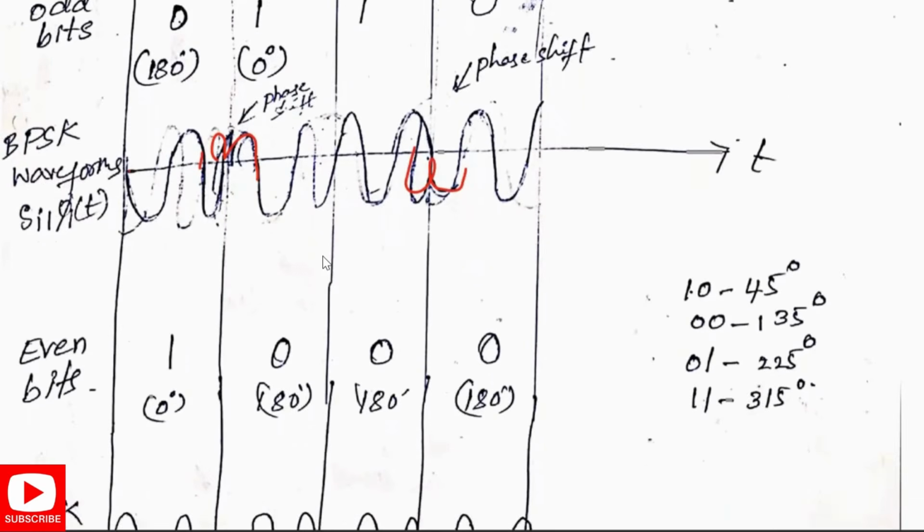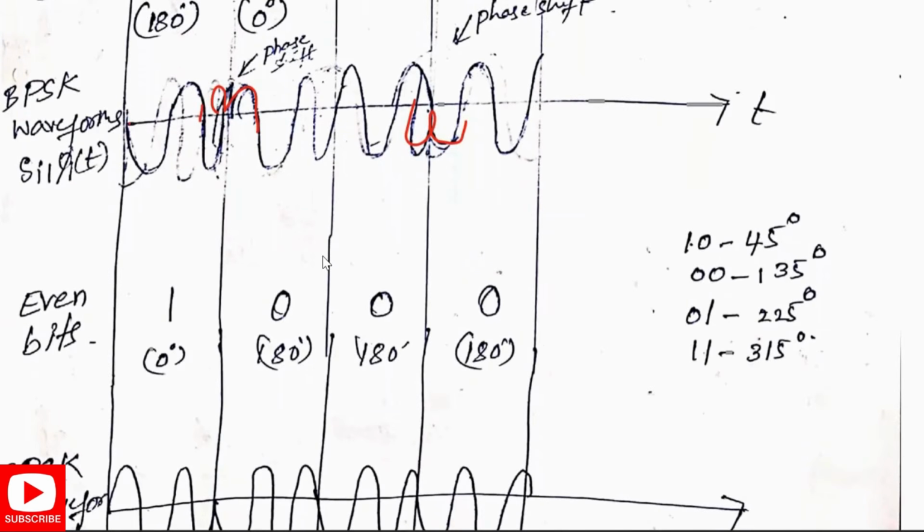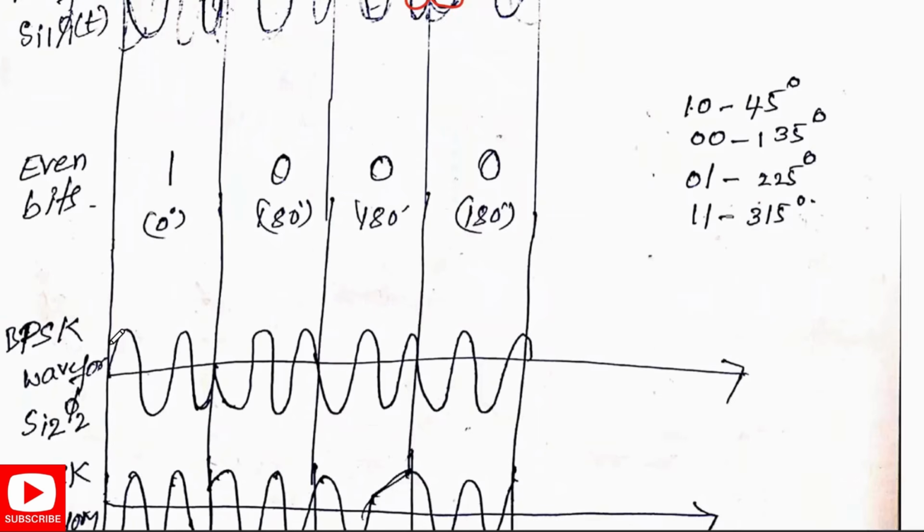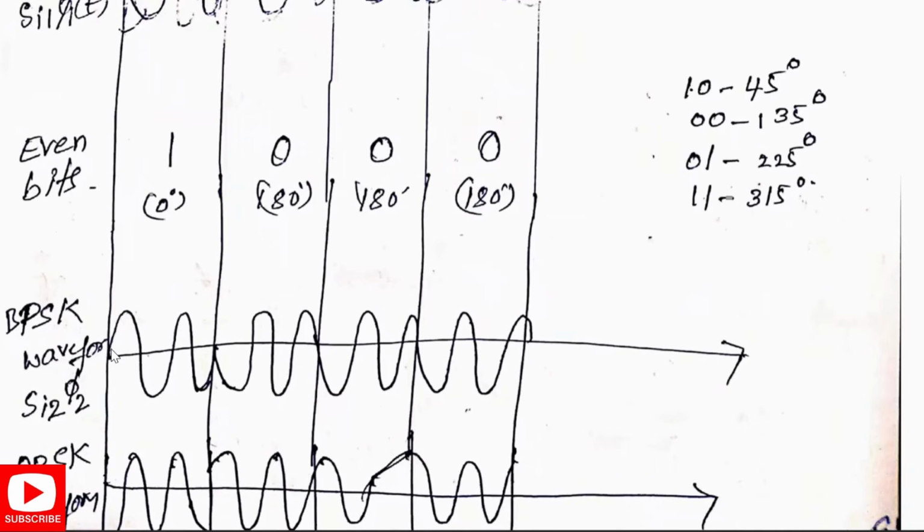Next comes the even bit. In the even bit, you can observe the same way. 1 starts with the upper one and then the upper part, and then we go here. Again for the 0, there is only one phase shift here, and for the 0, it continues the same. Only when the bit changes, there is a phase shift.